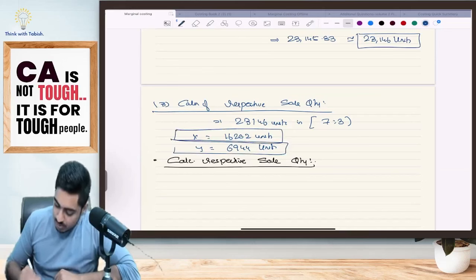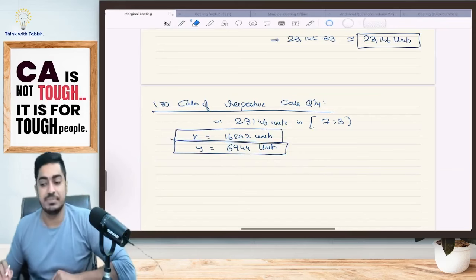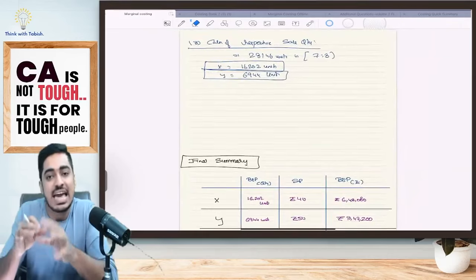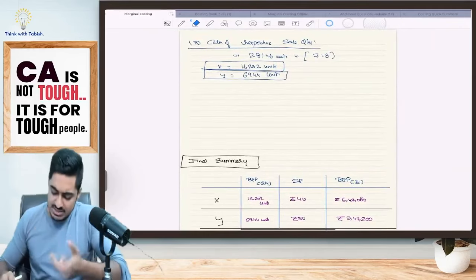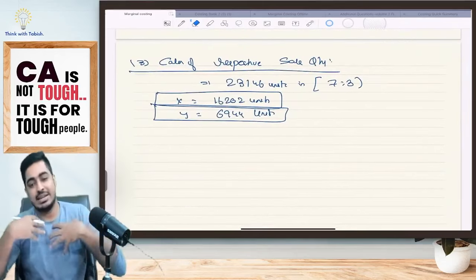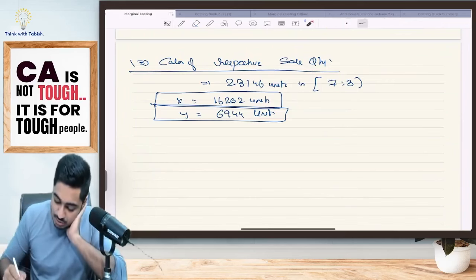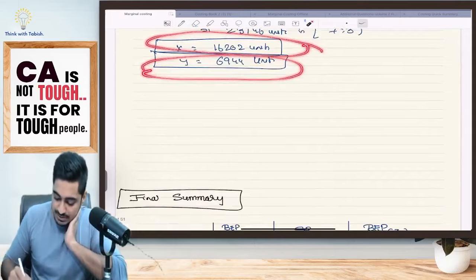Did I calculate the quantities? Yes, sir, we have calculated the quantity. Is this clear, everyone? Yes, sir, it is clear. Now tell me one thing. Once I have the quantity, from that I can calculate my sale value. Pay attention, students. In order to reach my break even, I should sell 16,202 units of X and 6,944 units of Y.